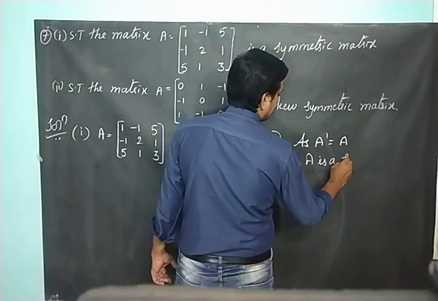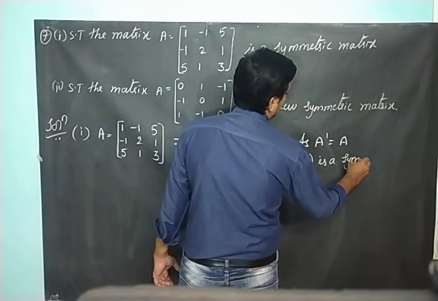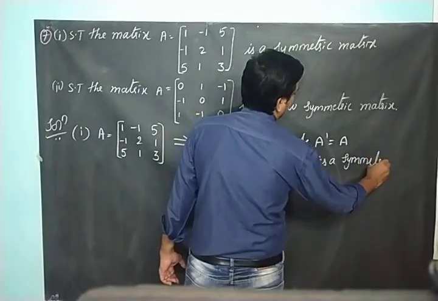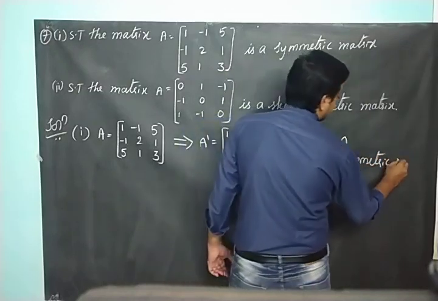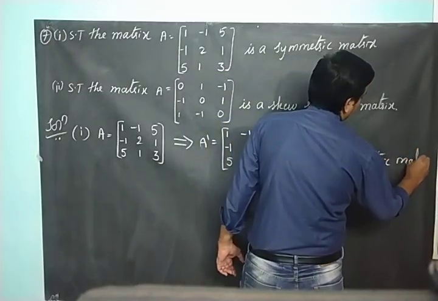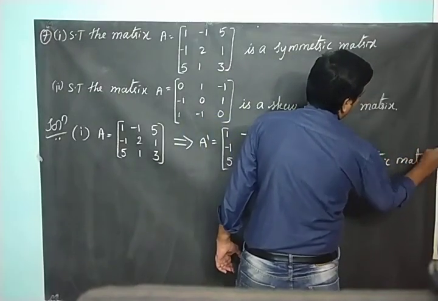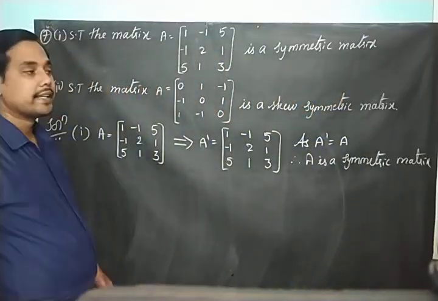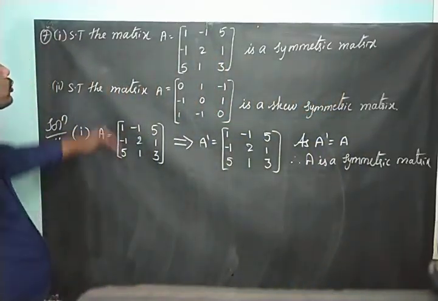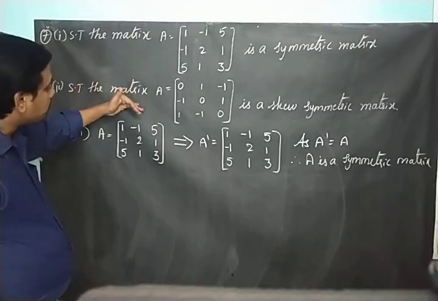So as A dash is equal to A, A is a symmetric matrix. Fine. A is a symmetric matrix. Right. So the first part is proven. So let us move on to the second one.